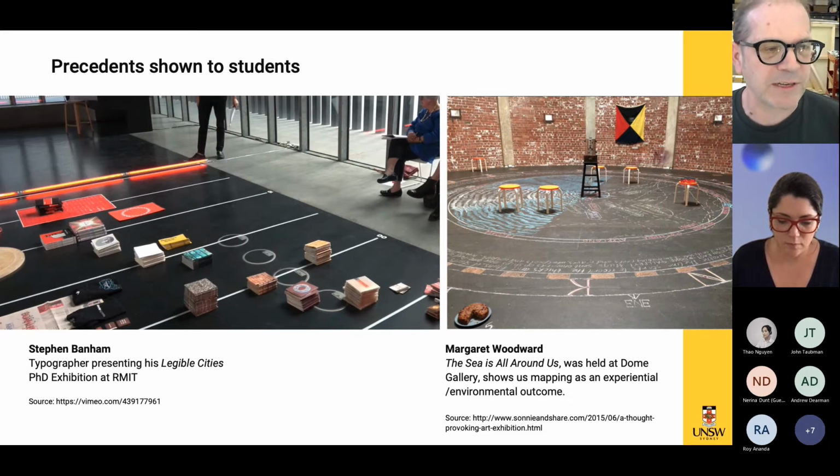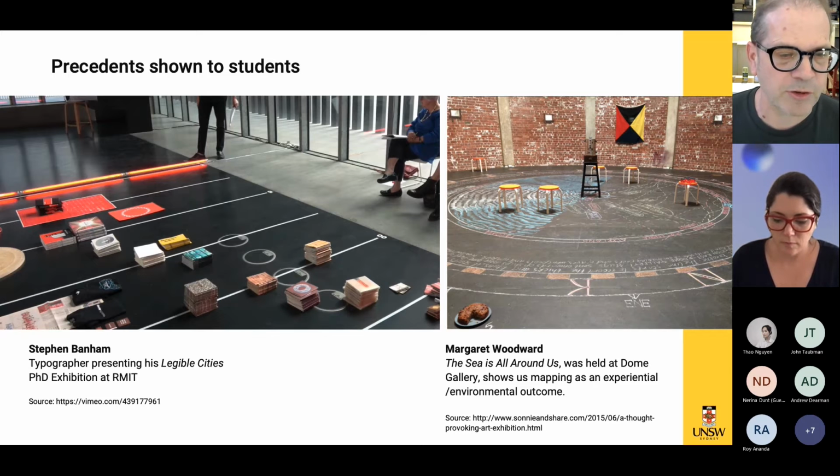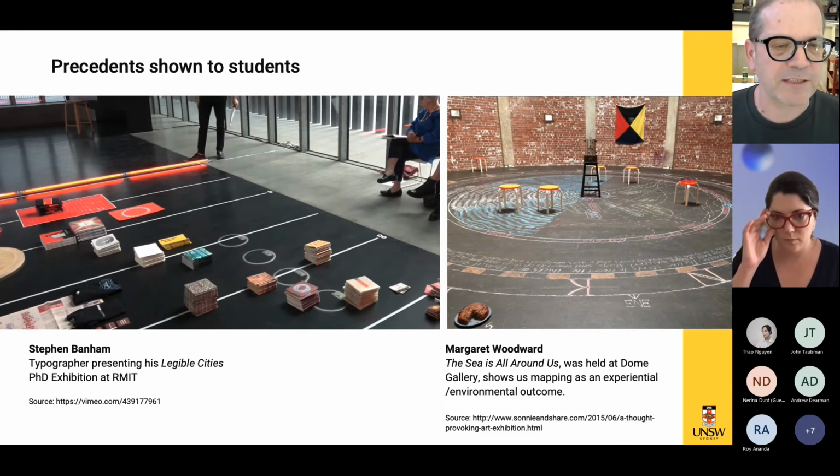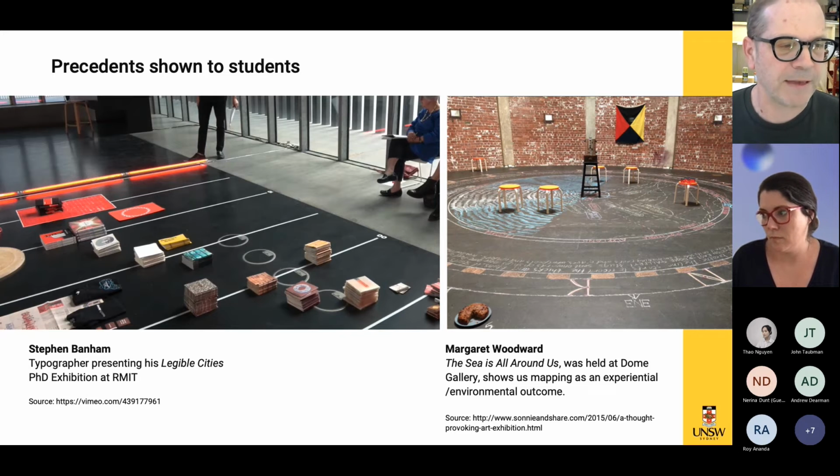And what we're showing here are some examples of precedents that we showed to students. On the left, Stephen Banham's presentation of his Legible Cities PhD at RMIT, and a piece by Margaret Woodward that was held at Dome Gallery. In both these cases, you can see the mapping of practice and projects put into a physical form, particularly in the left-hand example where Banham is mapping his graphic design outputs across time, across chronology.